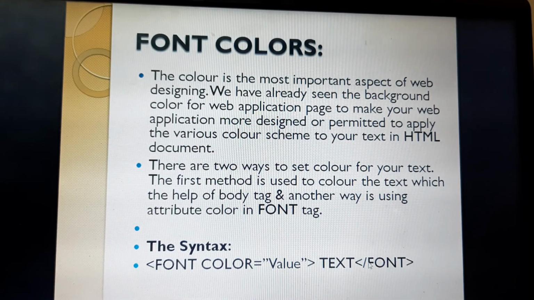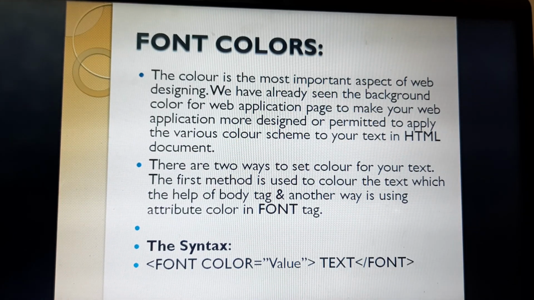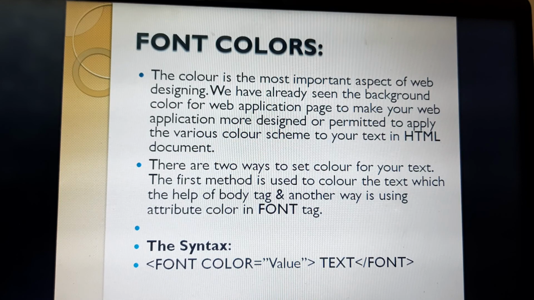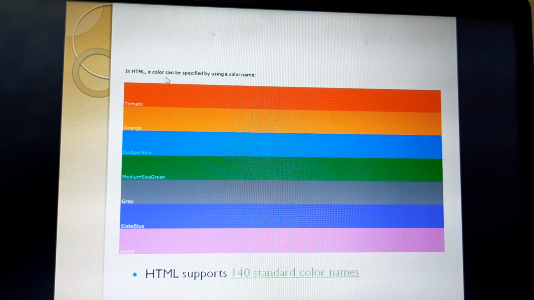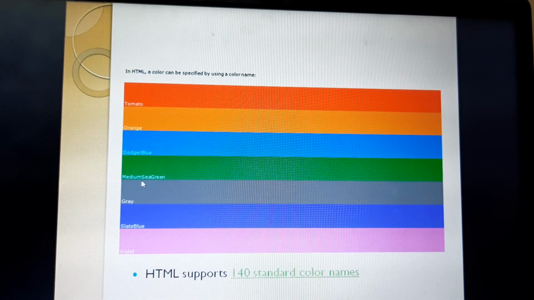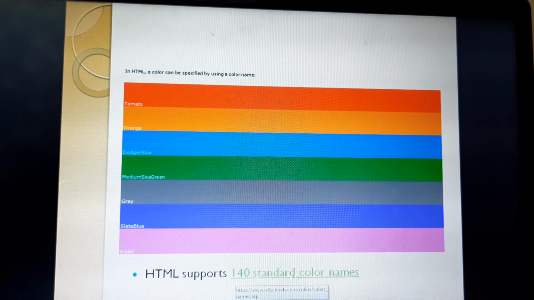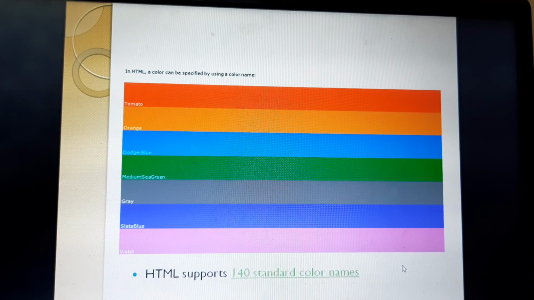Similarly, the color is the most important aspect of any web designing, because it attracts the users. Now the font color value, text, and closing font tag. So these are the different HTML colors we can use for our text. Tomato, orange, blue, medium sea green, gray, blue, violet, etc. Because HTML supports 140 standard color names.